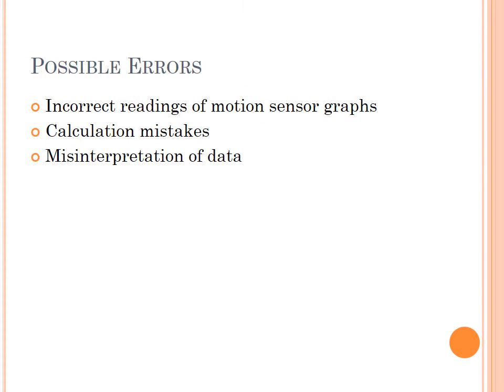Possible errors for this include incorrect readings of the motion sensor, calculation mistakes, and misinterpretation of data. Misinterpretation of data and incorrect readings of the motion sensor graphs kind of go hand in hand because we could easily misinterpret the different graphs that are given by the motion sensor because we never used it before and therefore it was new to us, which leads to many possible human errors. And then calculation mistakes are always just kind of a given because there are always problems with negatives and things that should be something but are not interpreted that way.